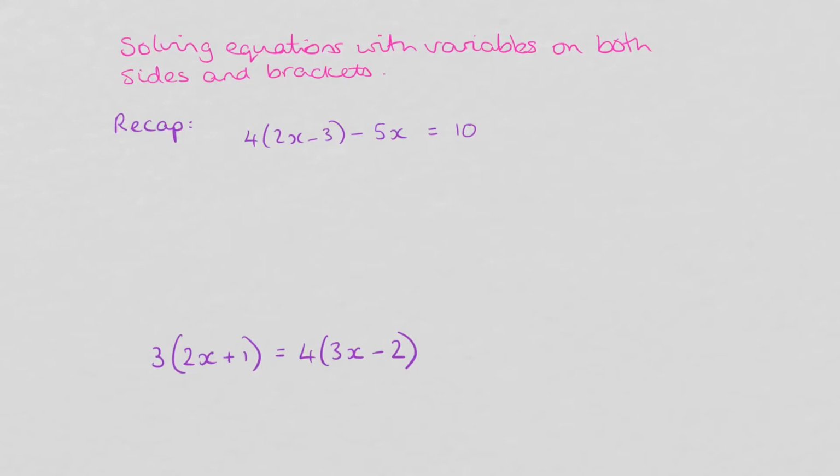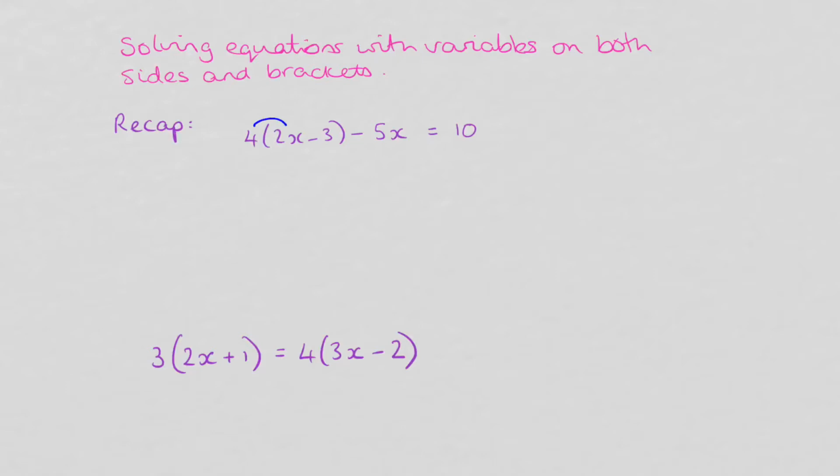So, quick recap. This first one doesn't have variables on both sides. Remember, variables, unknowns and letters, it all means the same thing. Okay, so the variable in this equation is the x, and we don't have x's on both sides, but we do have a bracket that we need to multiply out.